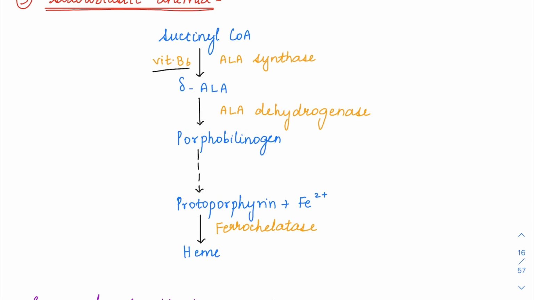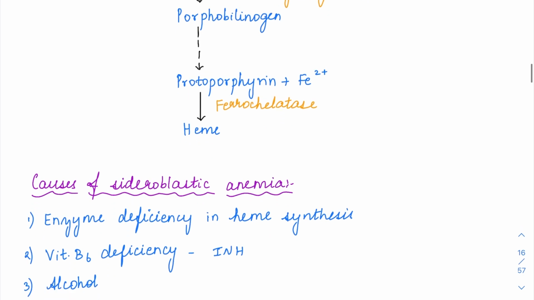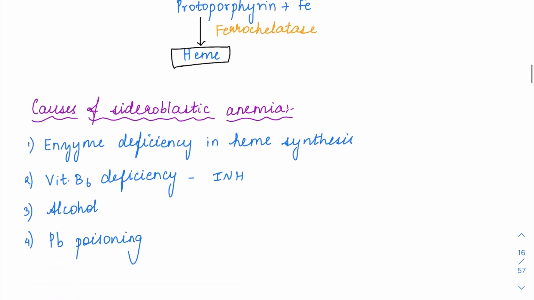The ALA synthase, in the presence of vitamin B6, is going to form delta-aminolevulinic acid, which is delta ALA. So delta ALA is going to be acted upon by further enzymes like ALA dehydrogenase, forming porphobilinogens, and various porphyrins are going to be produced. The final step is the conversion of protoporphyrin, which incorporates iron, with the help of the enzyme ferrochelatase, to form heme. So the final step is the heme formation. This is the heme synthesis usually.